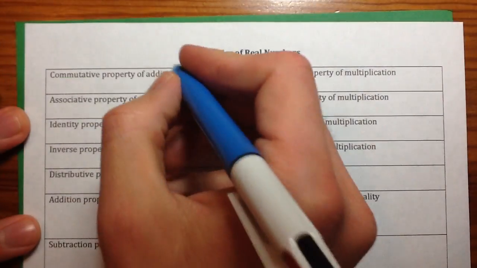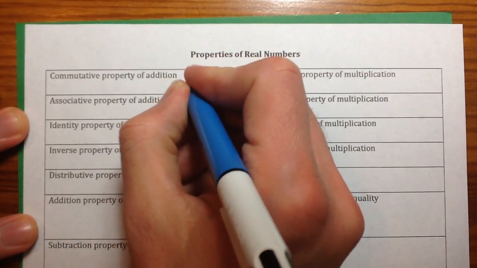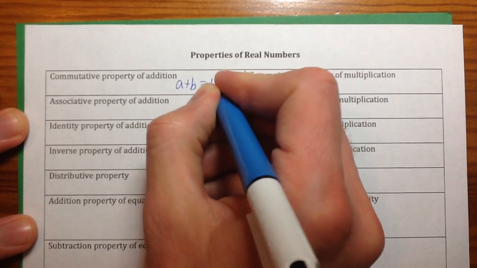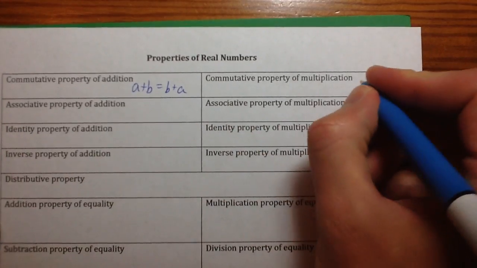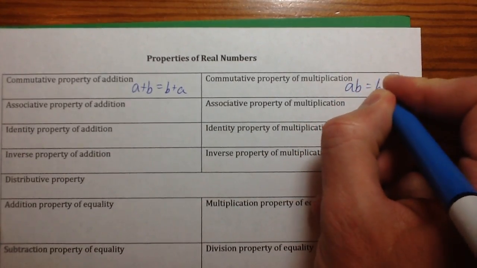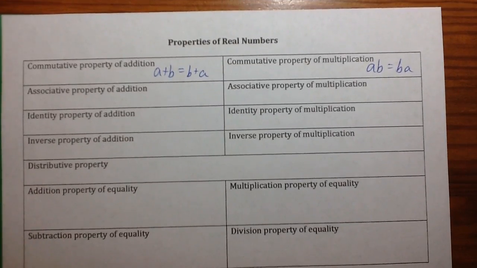If I'm commuting, I'm changing where I am. I'm changing my location. So if I add two numbers like a plus b, and if I want to switch them around, it's perfectly legal. I can do that if I add. I can do that if I multiply. AB equals BA. I can't do that if I subtract. I can't do that if I divide.